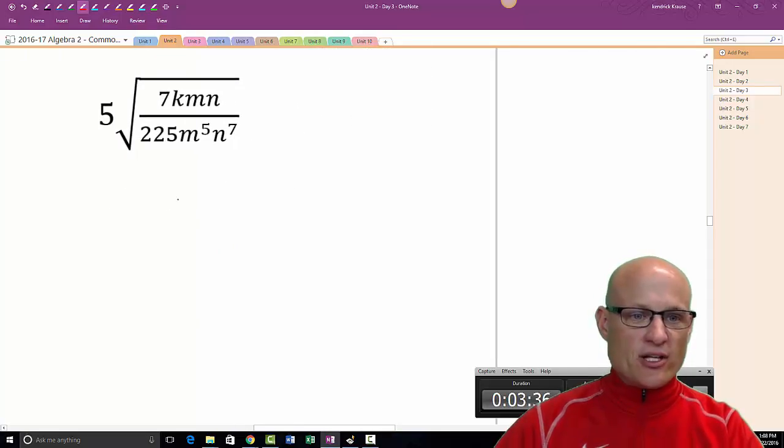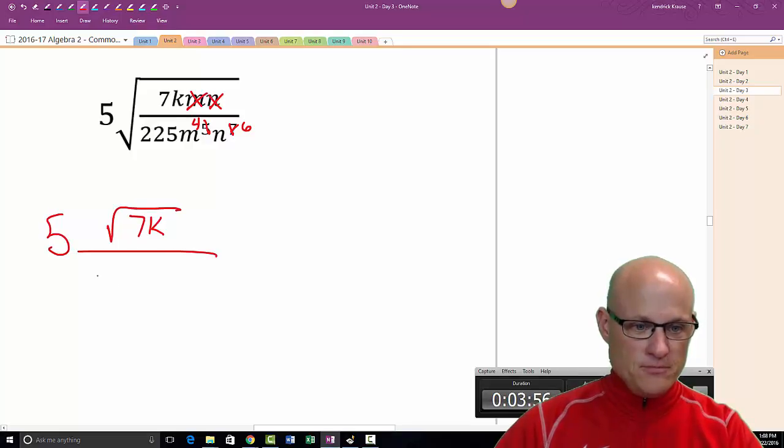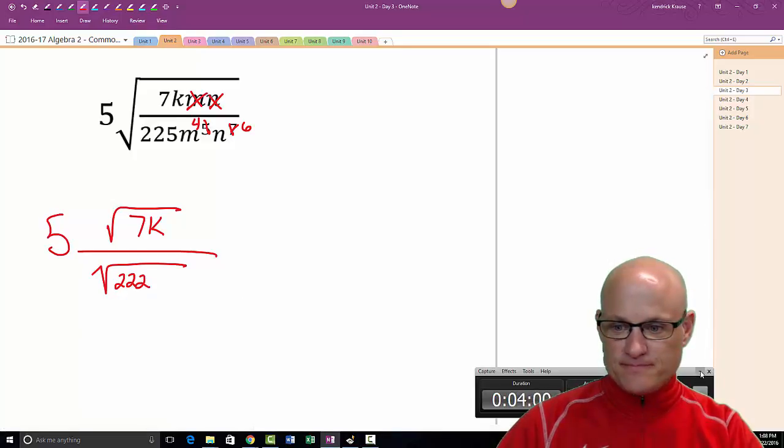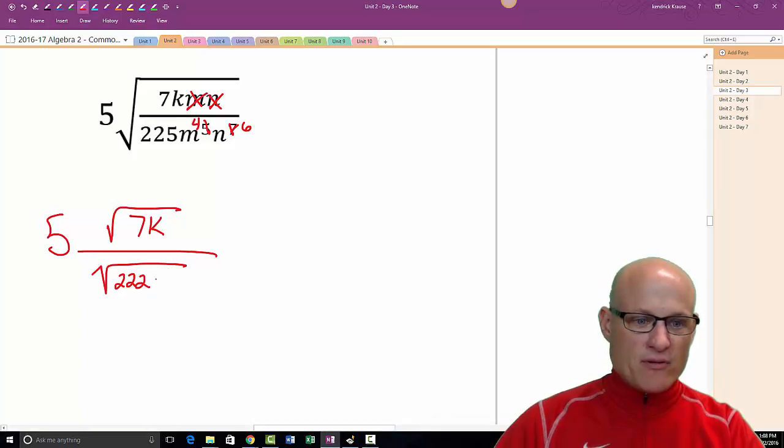All right, so this one's a little bit different. So we're going to write it as 5. Now let's see. This m cancels with one of these m's, leaves me 4. And this n cancels with one of these, it leaves me 6. So I'm going to rewrite this as the square root of 7k all over the square root of 225 m to the 4th n to the 6th. You're going to want to simplify before you break it up. All right, well, I can't, I'm just going to leave the numerator.